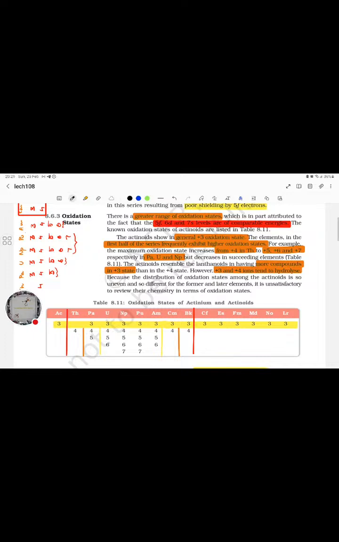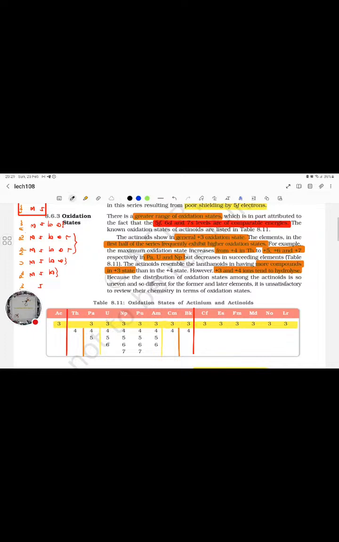The actinides resemble the lanthanides in having more compounds in +3 than in +4. As we saw in the lanthanides, though there is a presence of half-filled configuration, it prefers to be in the +3 configuration. Similarly here, the +3 configuration is resembled and its presence is attributed more. However, +3 and +4 ions tend to hydrolyze.